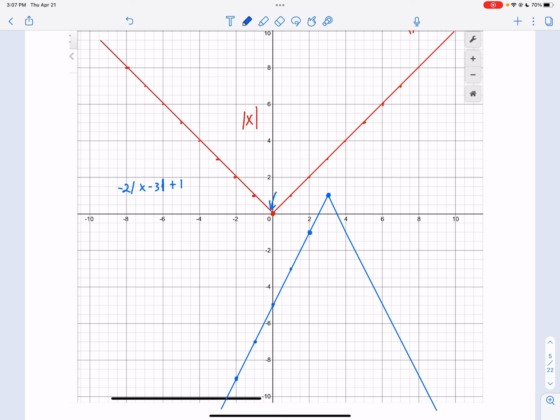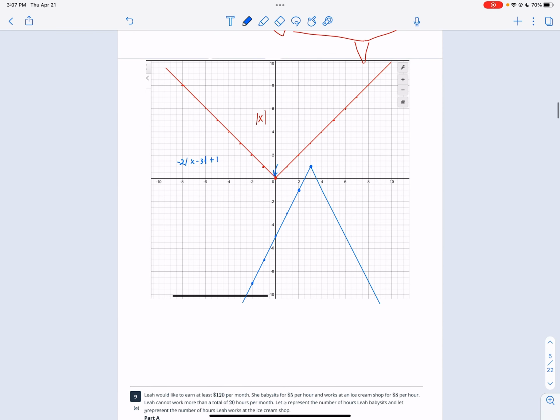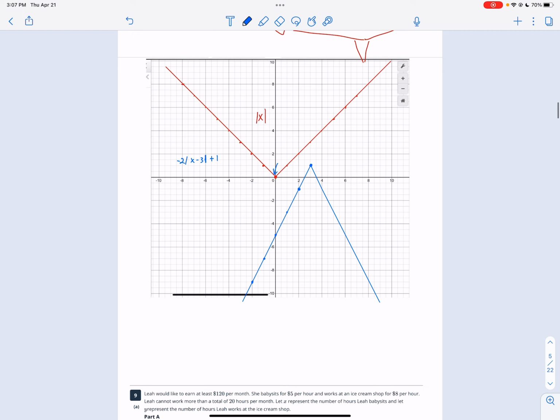So it will look like that. So you really just have to draw your rays. So your blue one will end up transforming to look a little something like that.